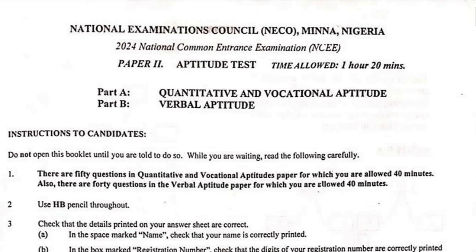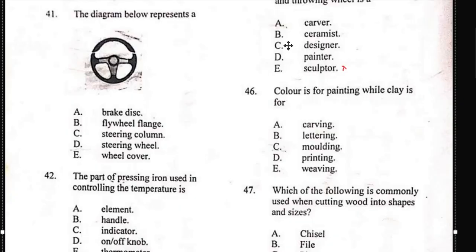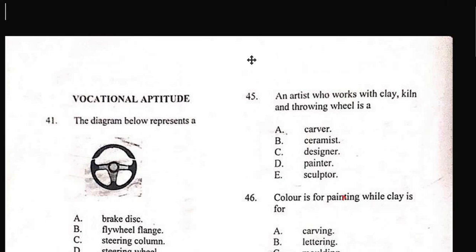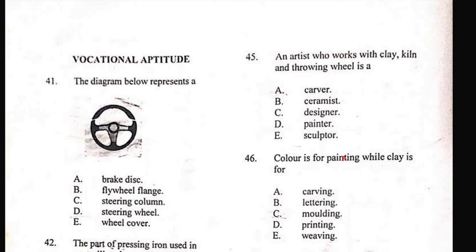Part A is divided into two parts, as you can see. The vocational aptitude is from question 41 to 50. Then part B will be the verbal aptitude. Without wasting time, I want us to look at the questions here.